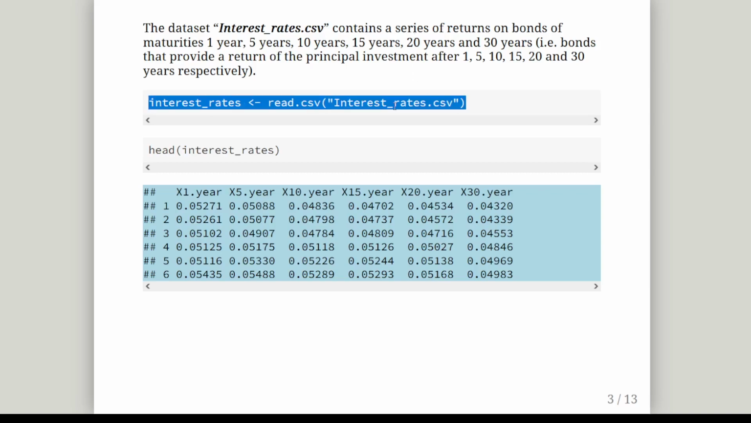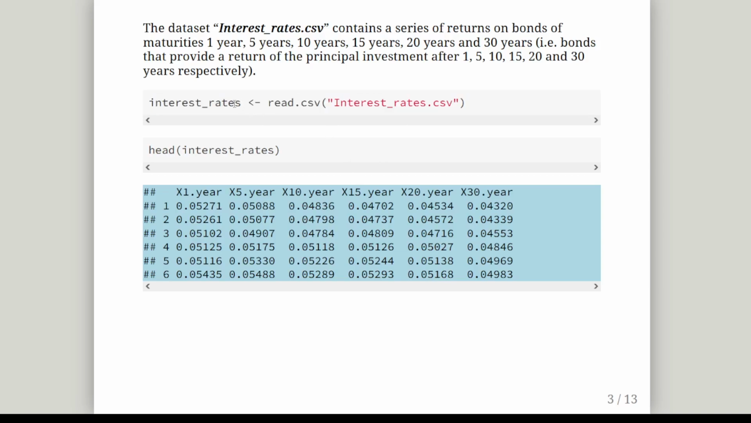So the exercises ask us to load this up and have this dataset ready. I have this dataset in the working directory saved as a CSV file, interest_rates.csv. So I read it into my R environment using the command read.csv, and I'm going to save it as interest_rates. Now, just to check that everything's in order, I'm going to use the head command to look at the top of the data frame.